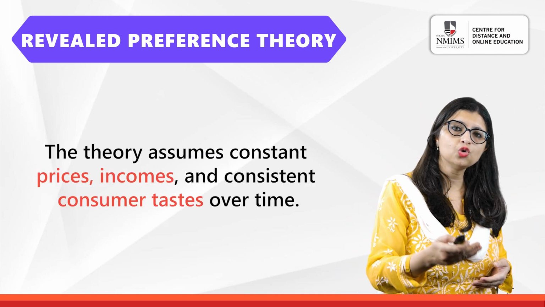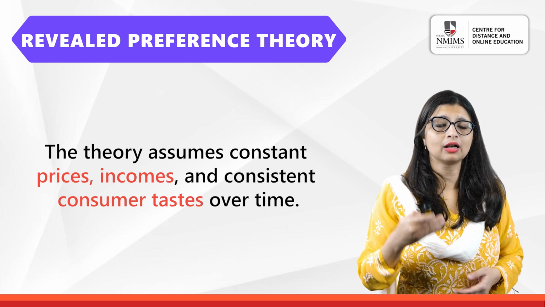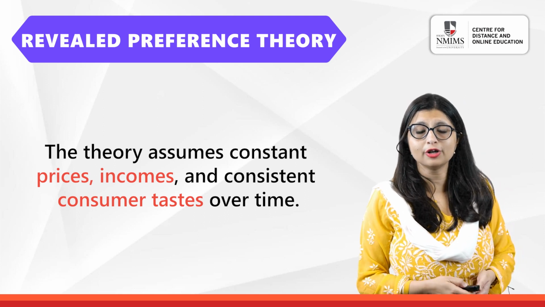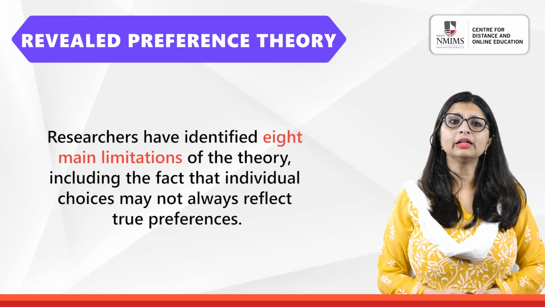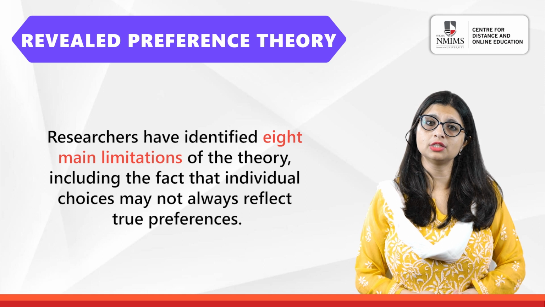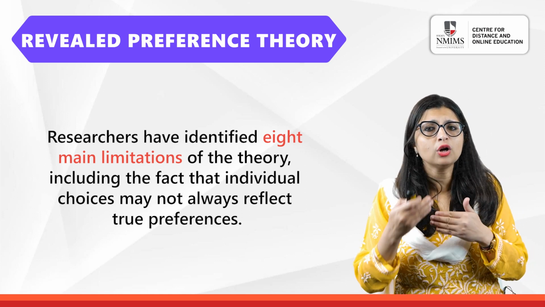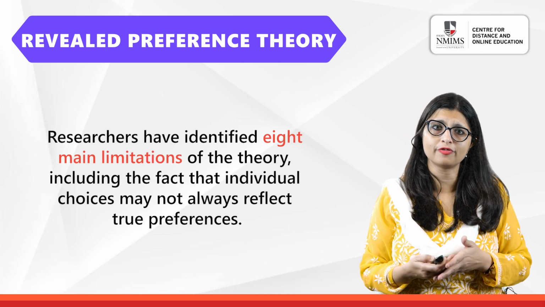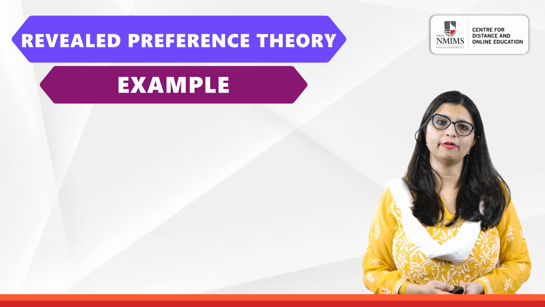The theory assumes constant price, income, and consistent consumer taste over the period of time. Researchers have identified 8 main limitations of this theory, including the fact that individual choices may not always reflect a true preference. Let's take an example of revealed preference.